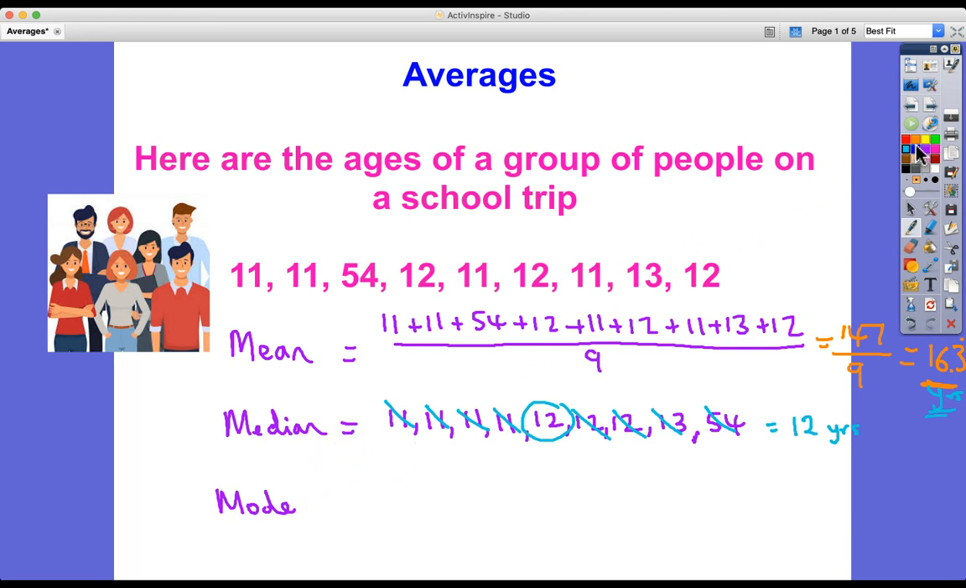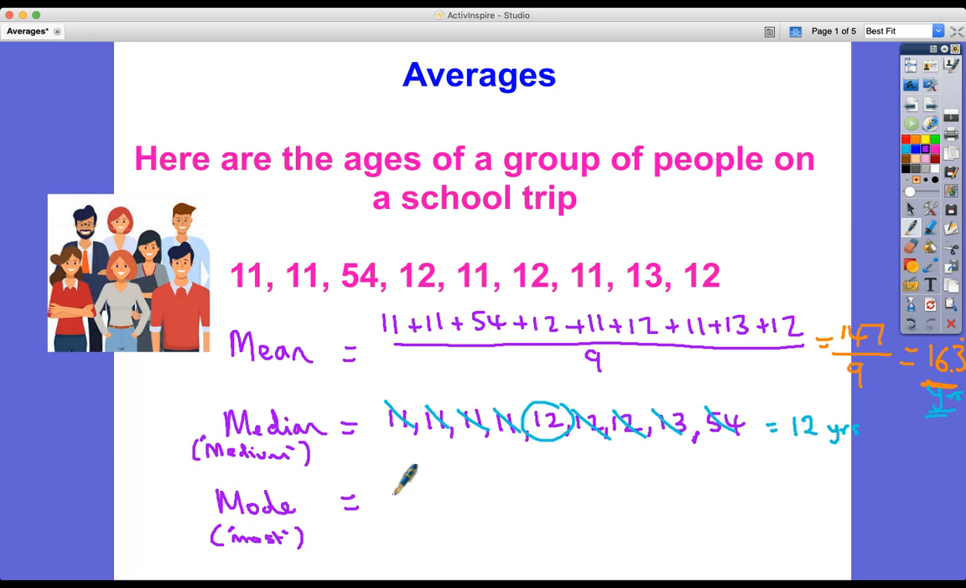Now the mode. Mode sounds a bit like the word most to me. So I sort of remember here it was medium value. I put them in order and find the middle. This is the most, mode most, same sort of sound. And it's the most common value. Now, actually, I can see from above which is the most common value. I've got 4 people who are 11 years old, only 3 people who are 12, and then 1 of each for 13 and 54.